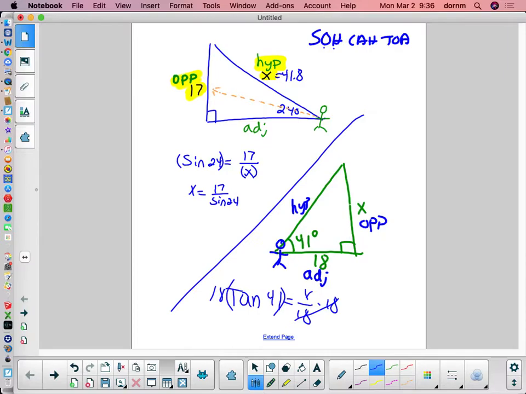And I get 15.6. Actually, I think 15.7. Does it round up? 15.64. You're right, it does. So 15.64, so 15.6. And we're all set. We solved our unknown side. All right, so that's what we were doing on Friday.